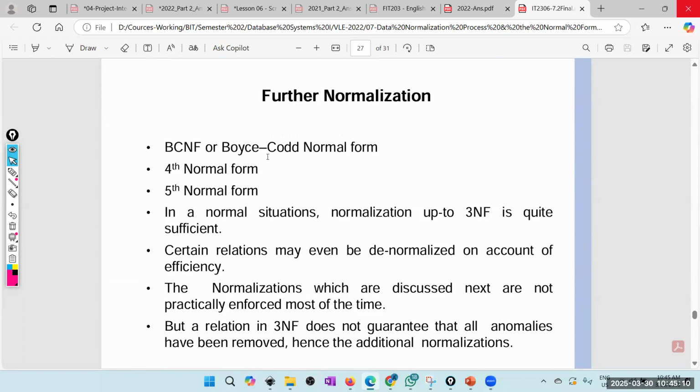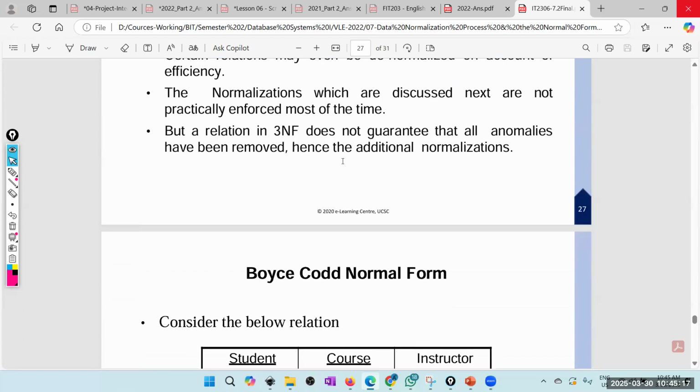And the further normalization like Boyce-Codd normal form, those are not mentioned, right? Just they have mentioned that there's something called Boyce-Codd normal form, fourth and fifth.